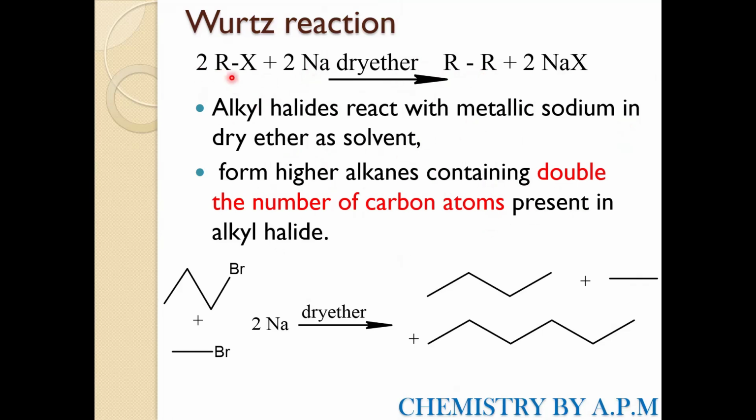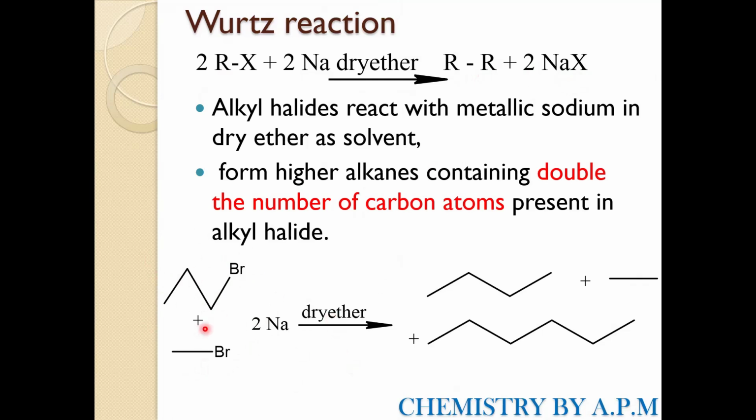That depends on the choice of this R. If you have 4 carbons here, you are going to get an 8-carbon alkane as a product. And again, the byproduct is the same as in the previous reactions, a sodium halide. So the example is here: 1, 2, 3, you have three carbons with the bromine, that is bromopropane, and another reacting partner is methyl bromide, treated with sodium metal in the presence of dry ether.